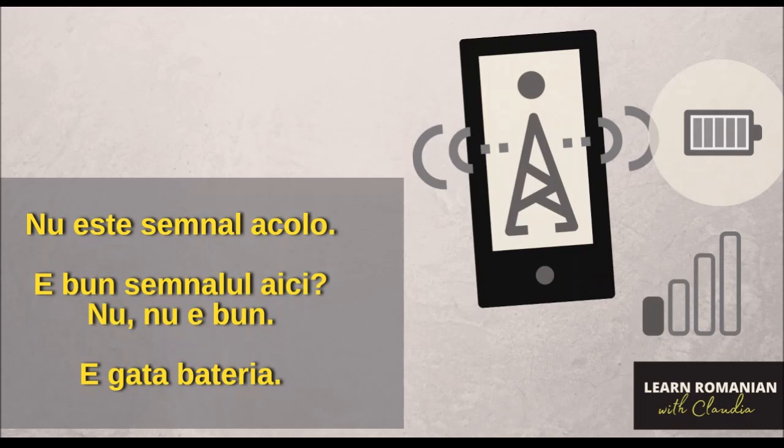It's done. It's what is the word? I forgot the right word in English. It's empty. Yes, thank you. It's empty. So gata in this case means empty. Gata is a very common Romanian word that can mean ready or done, but it can also mean empty when referring to things that can be consumed, such as battery or, I don't know, a carton of milk or a bottle of something. If you say e gata, it means it's finished, it's empty.